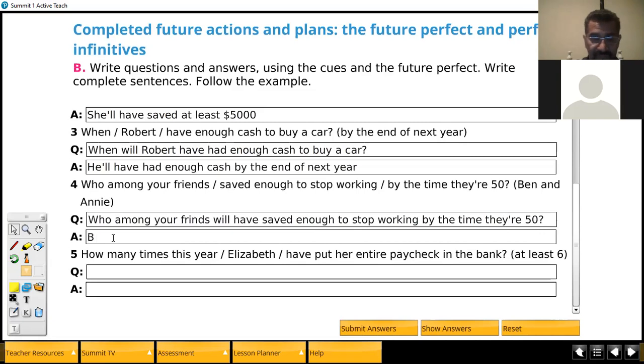Ben and Annie will have saved enough to stop working by the time... No, I think Ben and Annie will have saved enough. Enough, right? Let's leave it like that and see what happens. Yeah. Okay, the last one.